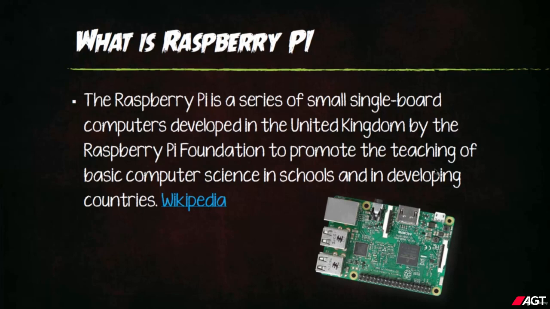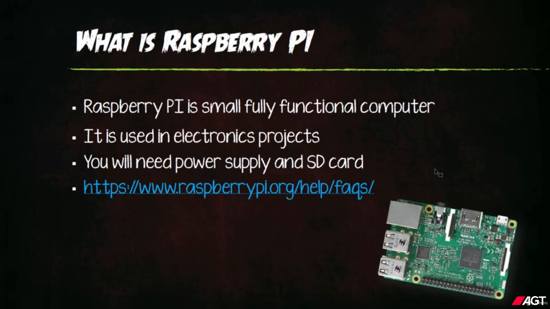So what actually is Raspberry Pi? Raspberry Pi is a fully functional computer. It is just like your home computer. You can plug in your USB keyboard, USB mouse and monitor with it and start using it, right? So it's nothing different from your home computer. It's just smaller in size and cheaper, right?